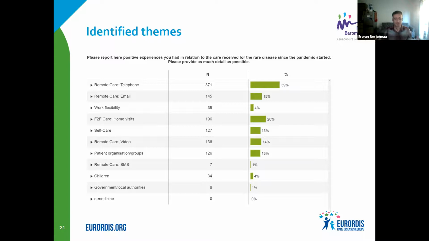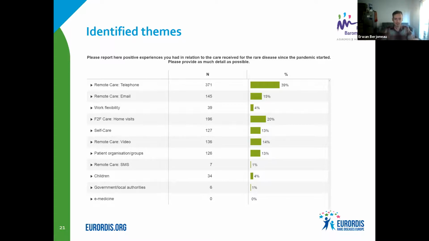For instance, we see that spontaneously 371 people mentioned that as a positive experience, they received remote care via telephone. 145 received remote care via email. 39 talked about work flexibility. 196 talked about face-to-face care this time, but with home visits. So instead of having to get to the hospital or the public facility where they receive their care, people were coming to them, and they found it very good.